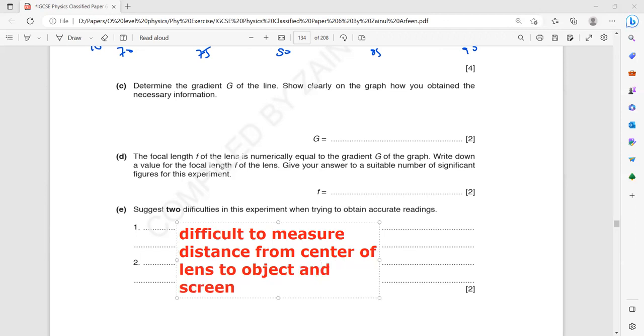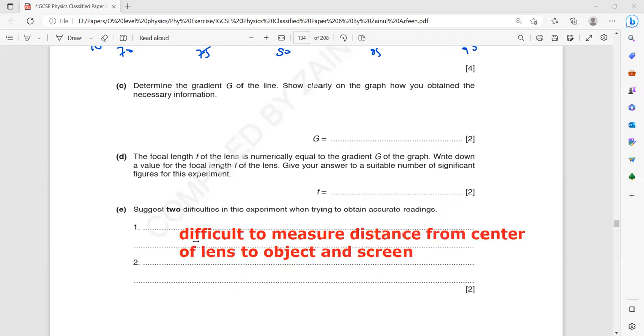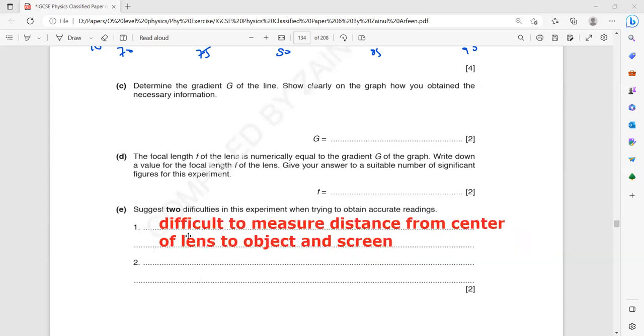This is one of the difficulties. Maybe the room is bright, or the third one is that it is difficult to get an exact, sharp image on the screen. It does not give a very sharp image. That's also another difficulty.